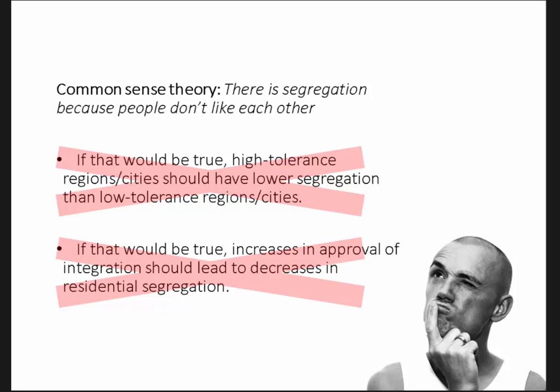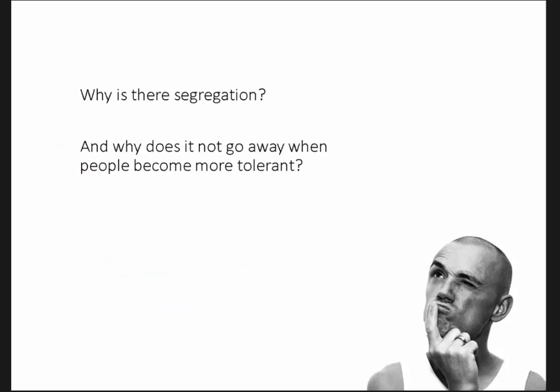So now I hope to have shown you that this simple, common sense explanation, which is a reasonable one to make, is also such a dangerous one, because you see a macro level pattern and you would say, okay, at the micro level it must be exactly like that. Now I just showed you it's not like that. So the big question is, why is there segregation? And why does it not go away when people become more tolerant?